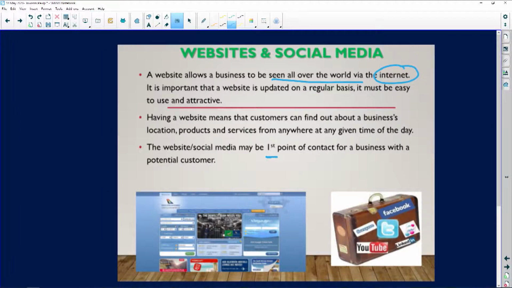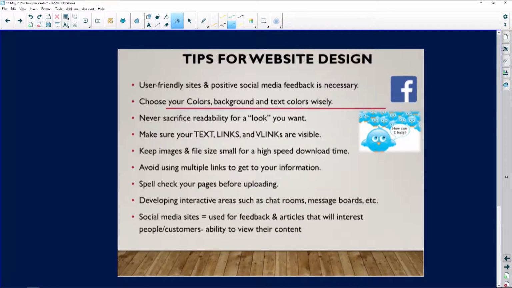In today's society, it's very important to have social media linked to your website so that people can interact with you, because that's what social media is all about. And most importantly is the way that you design your website, because it's the first contact of business that a potential customer will have. If they look at your website and they feel it is neglected, they will assume that your company's services are neglected as well. Guys, tips for website design.